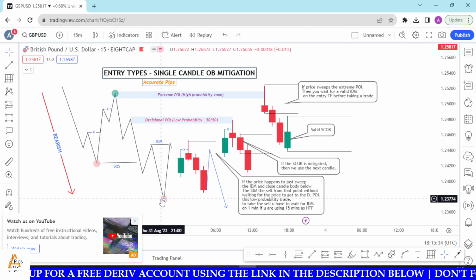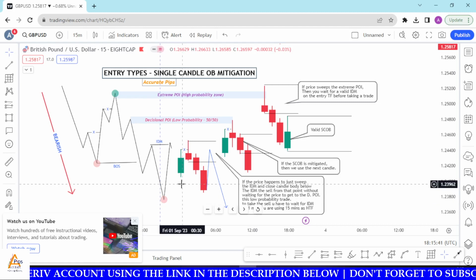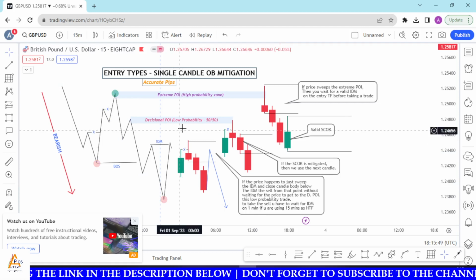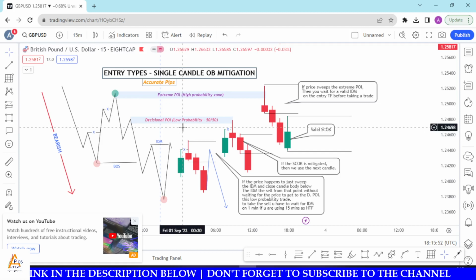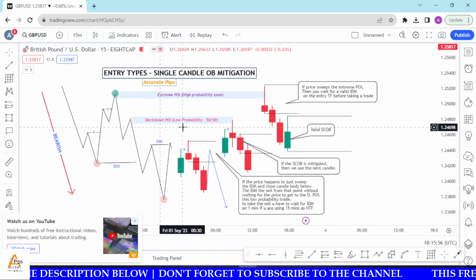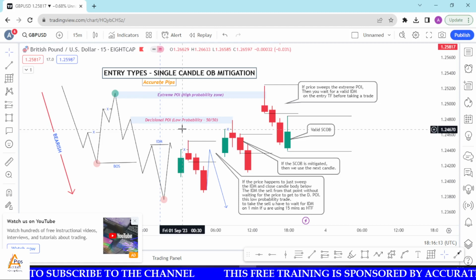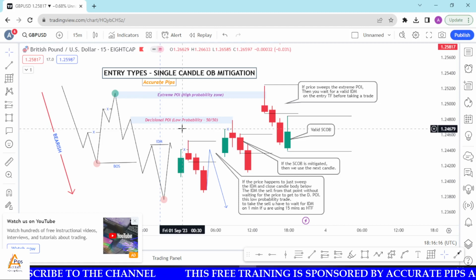The first thing you do after inducement is taken out is you should identify your zones. The first zone you should identify is the one close to the IDM, which we call the decisional POI, and it is low probability. That's why I put there 50-50. It is a 50-50 chance of it working. So if we want to trade a decisional zone, we need an extra confirmation of a single candle order block forming at that zone. If a single candle order block forms there, it increases the probability of the zone.